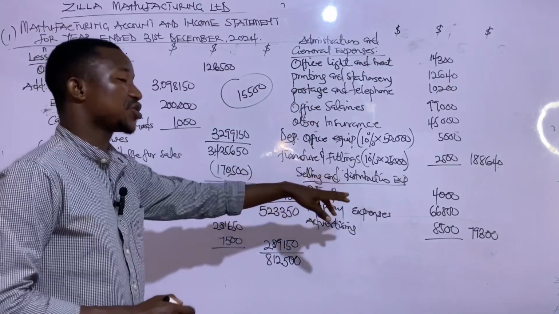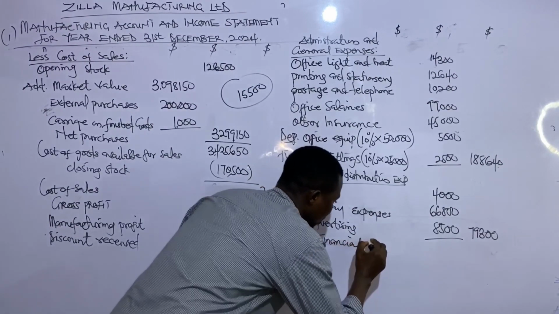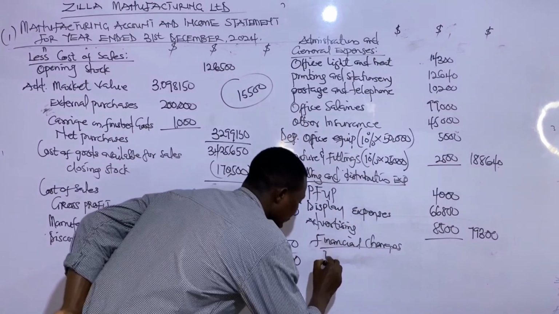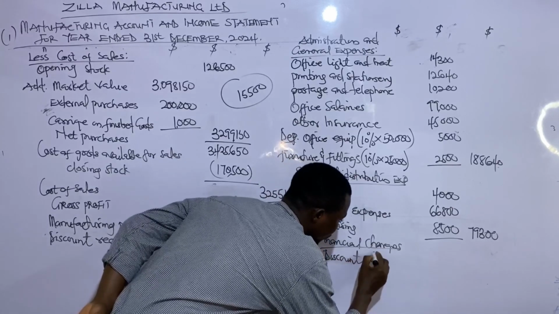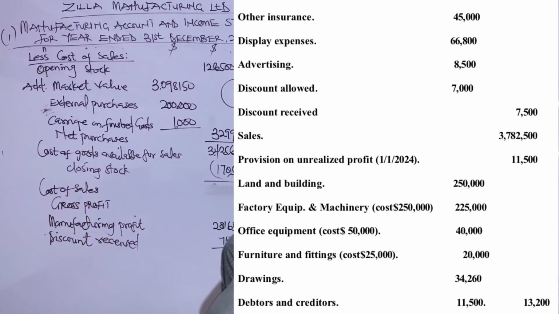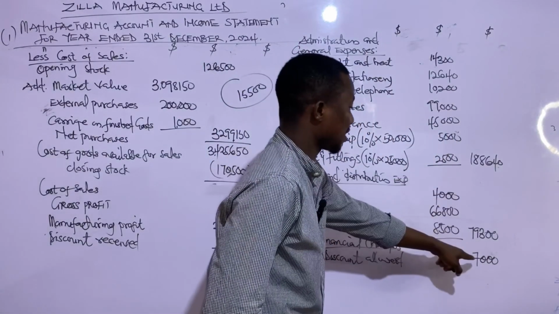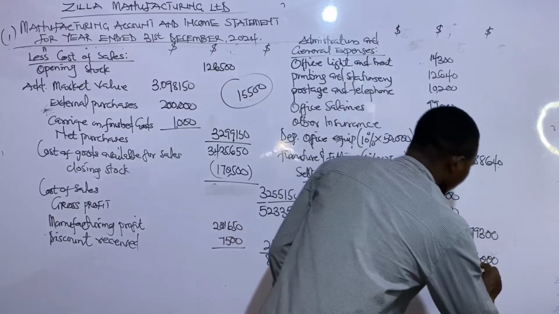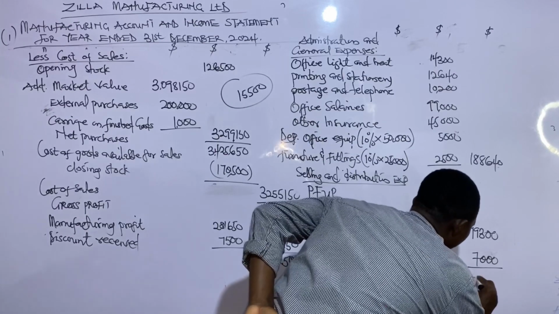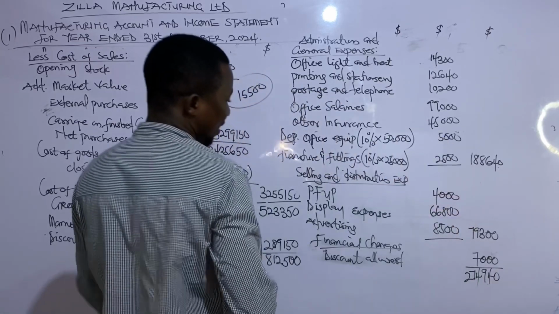The very last category has to be the finance cost or finance charge. Administration and general expense, selling and distribution, and finally the finance cost or finance charge. Under financial charges, we have only one. That is discount allowed. And the discount allowed is an amount of 7,000. So we bring the 7,000 over here. Now, the next thing to do is to add these three expenses together. Is that okay? Good. So when we add these three expenses together, we will arrive at 274,940 as the total expense.